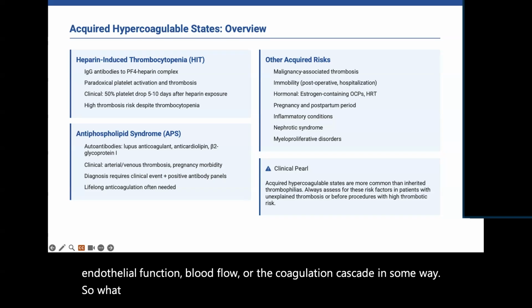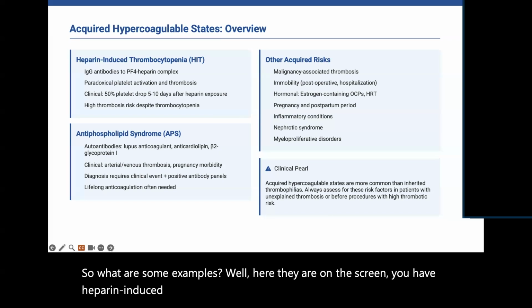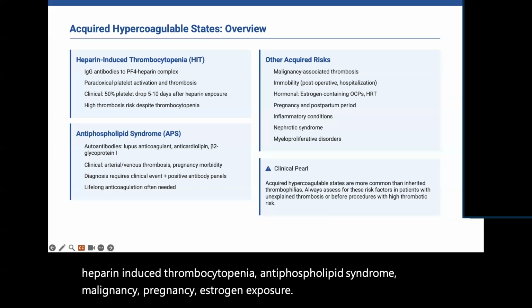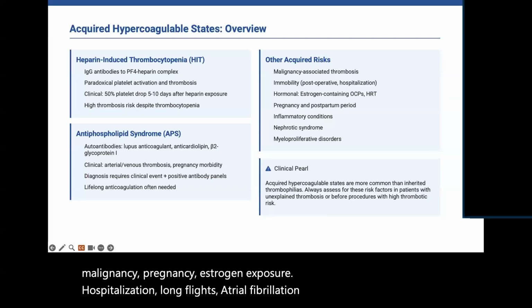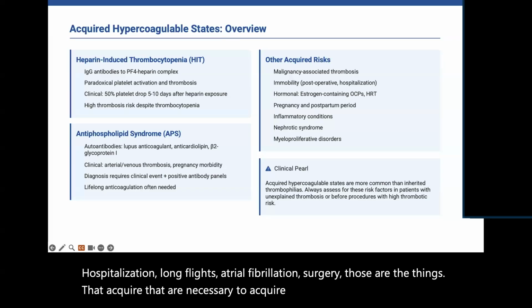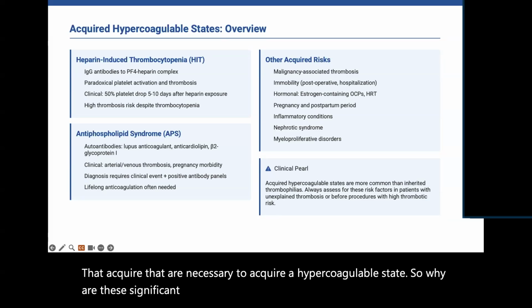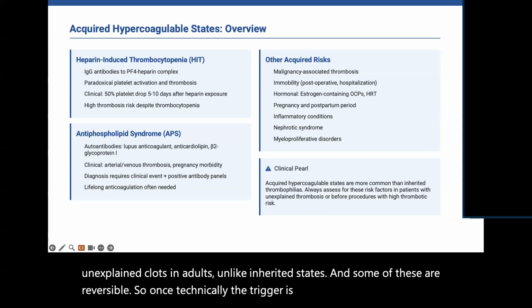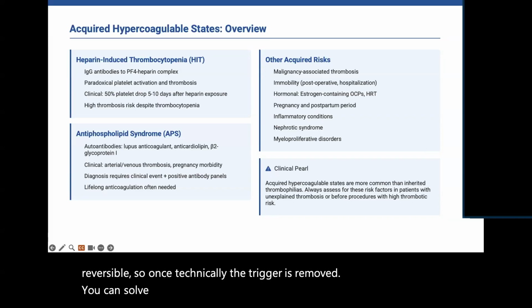So what are some examples? Well, here they are on the screen. You have heparin-induced thrombocytopenia, antiphospholipid syndrome, malignancy, pregnancy, estrogen exposure, hospitalization, long flights, atrial fibrillation, surgery. Those are the things that cause you to acquire a hypercoagulable state. So why are these significant? Well, because these are the real world drivers of unexplained clots in adults, unlike inherited states. And some of these are reversible. So once the trigger is removed, you can solve your problem.